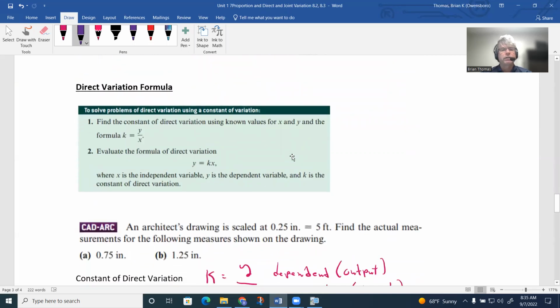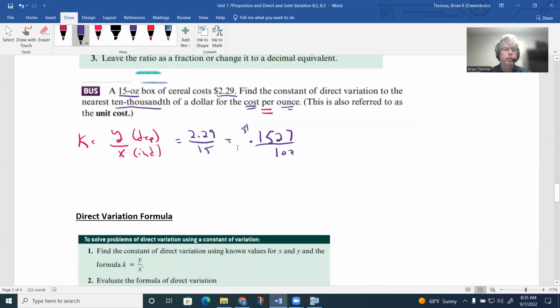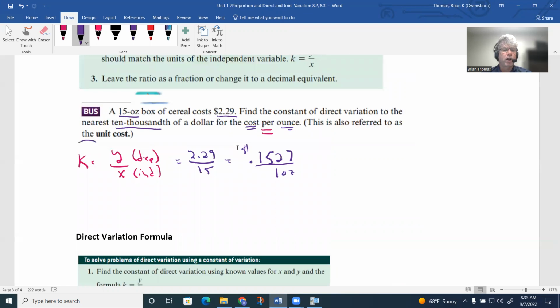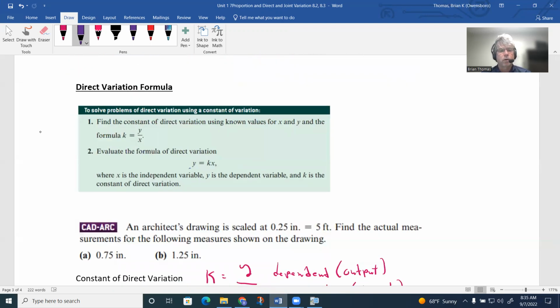So the constant of direct variation can be used to solve for missing values. Notice how k was the constant of variation. If I use the formula y equals kx, I can actually solve direct variation problems. Notice how in this formula, k equals y over x, k is the constant of variation, and with y over x I'm looking for that known ratio to find the constant of direct variation. But then we're going to use the equation y equals kx. That's going to be the formula for direct variation.